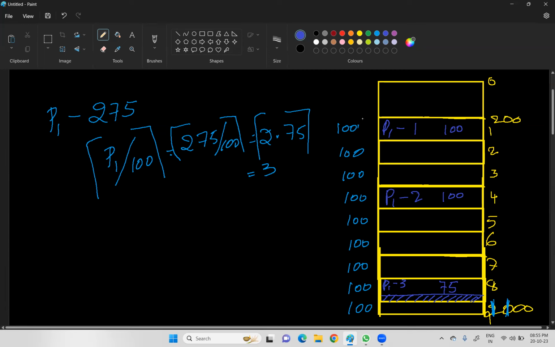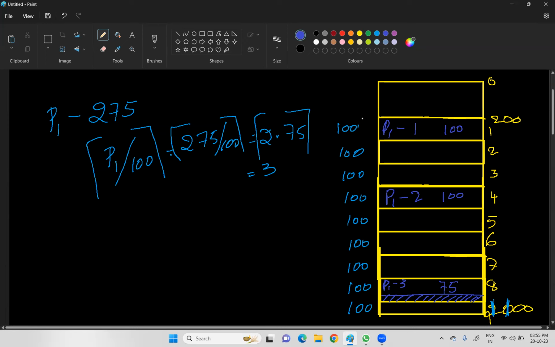So they could not be allocated continuously. They will be allocated at random. Process page 1 is available at frame 1. Page 2 is available at frame 4. Page 3 is available at frame 8. In this way, it is being allocated.